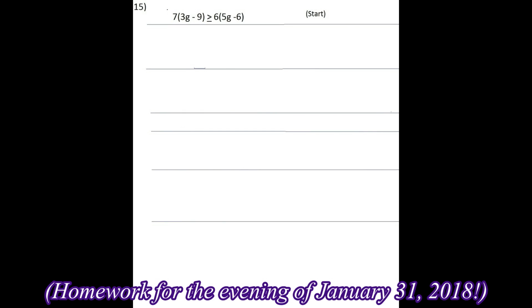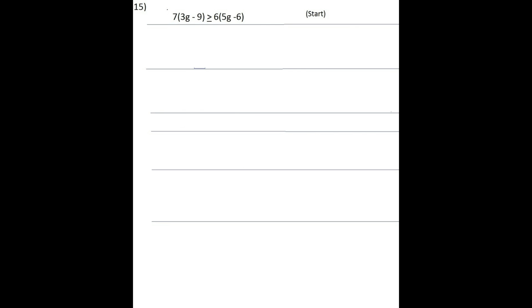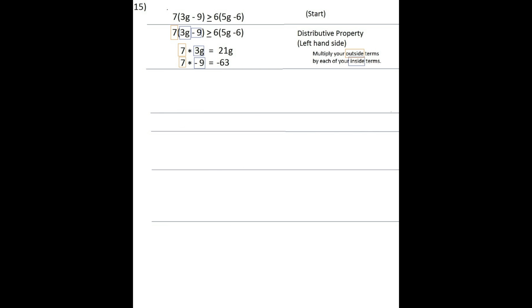And we're going to start off with a problem that looks like the exact same thing we did last time. This is the distributive property, and there's distributive property everywhere this evening. So let's look at this inequality. 7 times (3g minus 9) is greater than or equal to 6 times (5g minus 6). All right, so what we have here is a left-hand side distributive property and a right-hand side. So let's break it down.